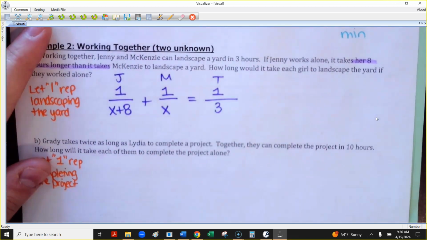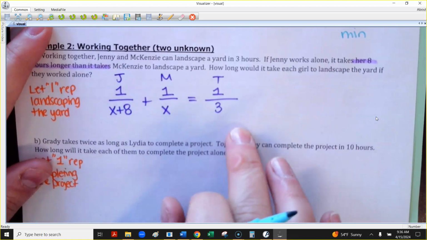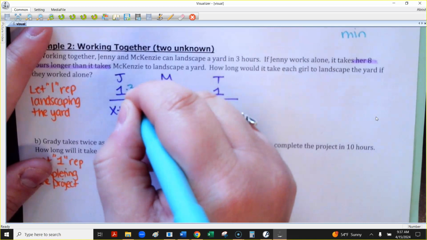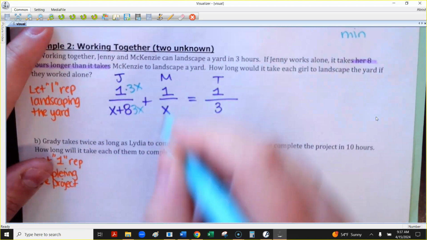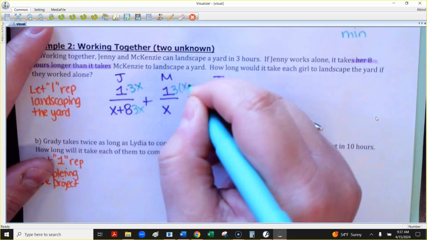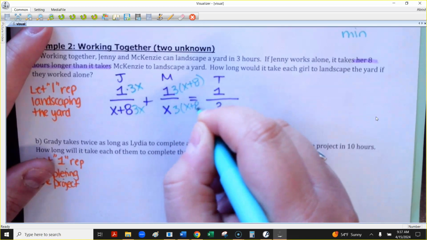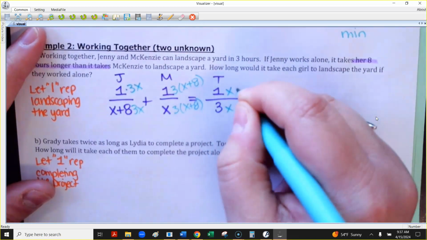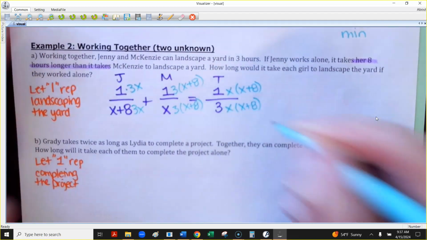All right, so I need each one of these denominators to match. To do that, this first one would need a 3 and an X, top and bottom. The second one would need a 3 and an X plus 8. And the third one has the 3, but it doesn't have the plain X or the X plus 8, either one. So it would need both.